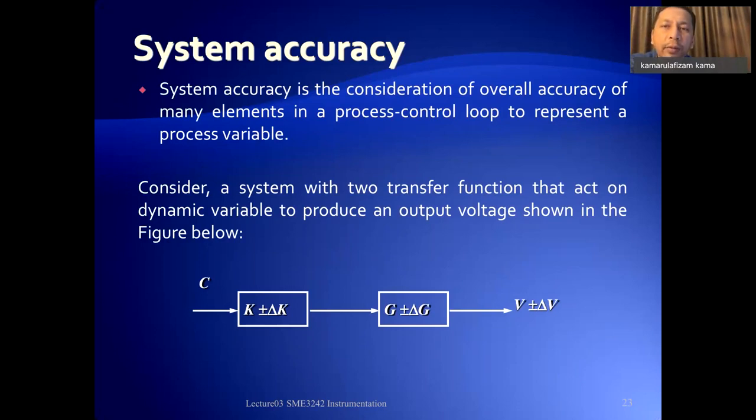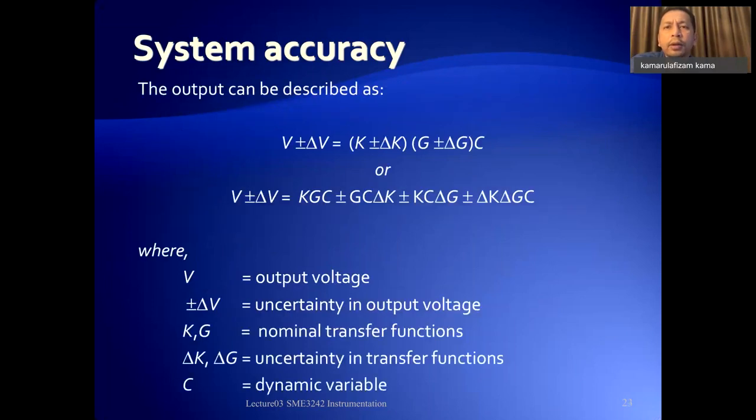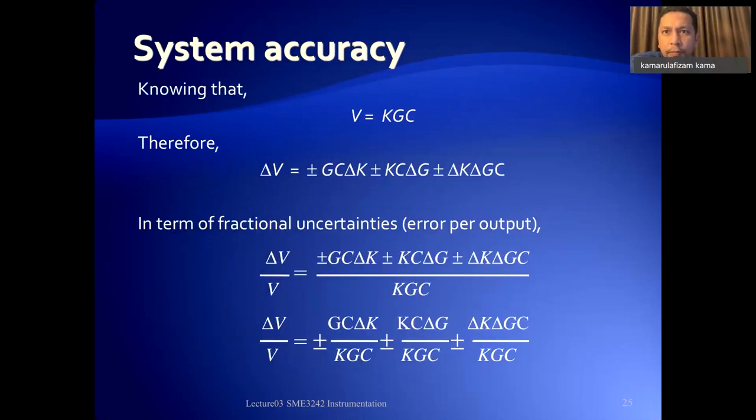Basically, we know how to describe the error of a single block. Previously, we have seen four ways, but now we have two blocks connected, and how do we calculate the whole system accuracy? Okay, so in this case, the output can be described. You have to look at this formula. At the end of the term, you have to multiply by G and its own error, and you have to multiply by the next system K with its own error. And if you expand the whole formulation, you will have this long term. And you need to know that V is basically K times G times C, and you have the error term over there, delta V.